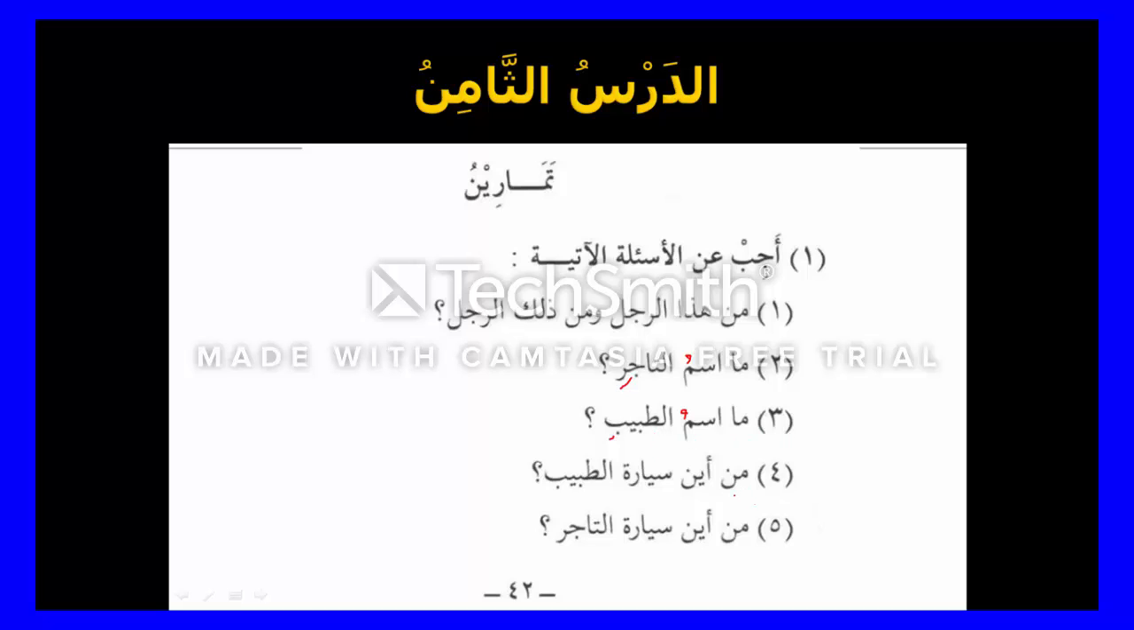Then we have min aina sayaratu tabibi. Min aina sayaratu tabibi. So here we have another idafa. And remember, in idafa, the dhamma goes on the mudaf and the kasra goes on the mudaf ilayh. Because this is definite, we're going to use kasra. All right, so min aina sayaratu tajiri. And here we have another idafa construction, which I shouldn't have to point out now. You should start getting used to it, inshallah.